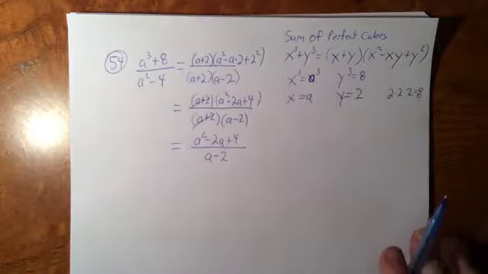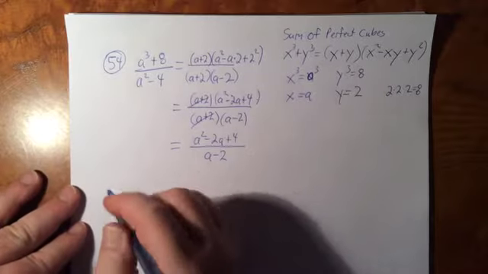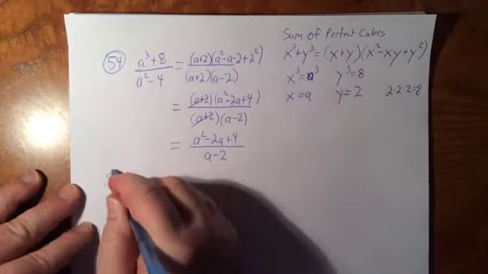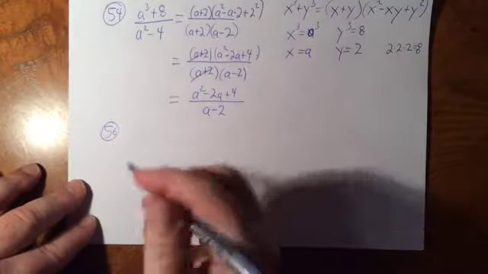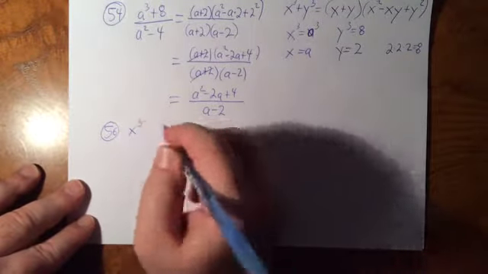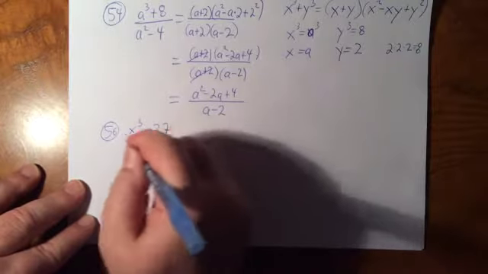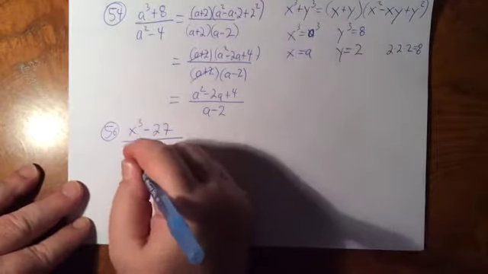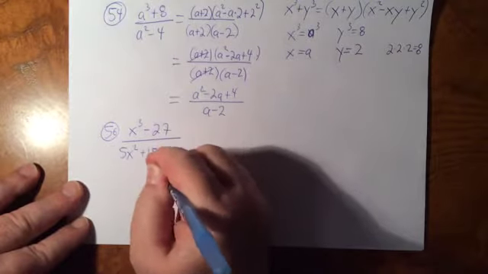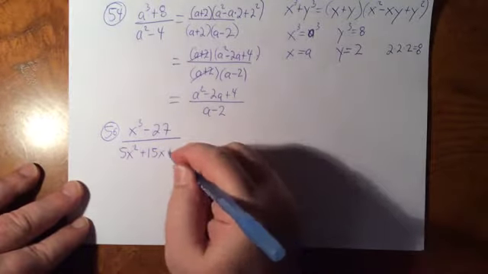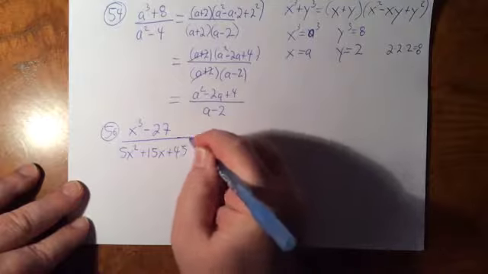The last question we are going to do will now explore the difference of perfect cubes, and it's going to be question 56. That's going to be (x to the third minus 27) over (5x squared plus 15x plus 45).